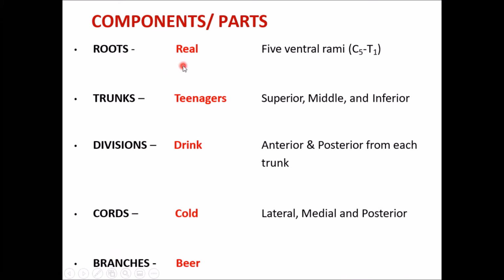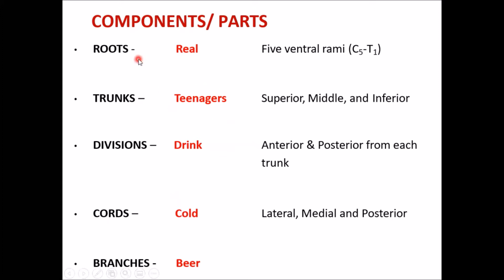There is a mnemonic called "Real Teenagers Drink Cold Beer." To remember these 5 components, you can remember this mnemonic. There is always some confusion between trunks and cords because there are 3 trunks and there are 3 cords. So by this mnemonic, you can eliminate this confusion as well.